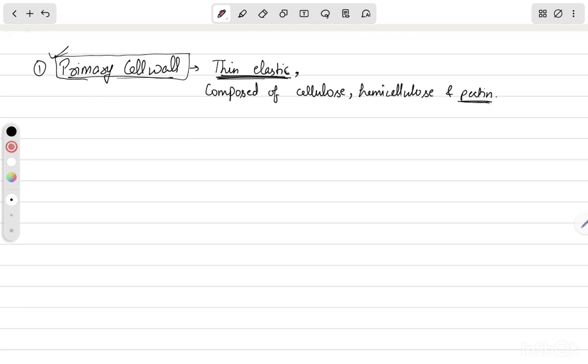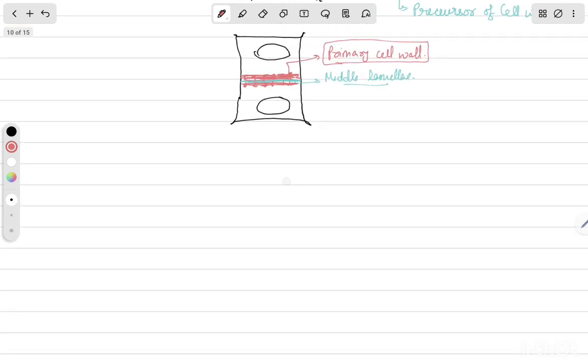Right? Next important note about primary cell wall is it gradually diminishes as the cell matures. What does it mean? Suppose the cell is getting mature, at the time of maturation, what will happen? This is a cell. These are two nuclei.